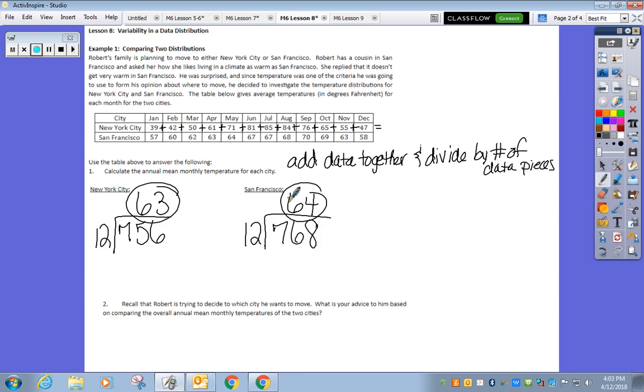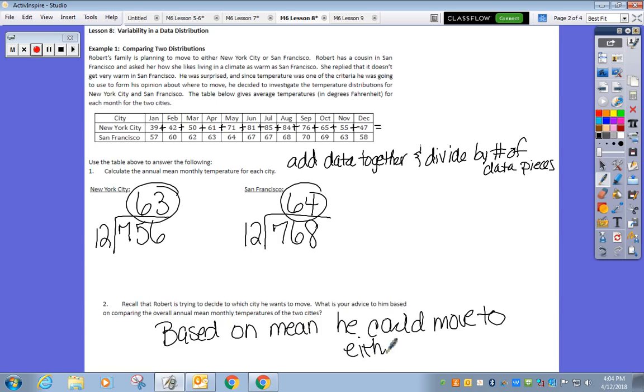So in number 2, it says, recall that Robert is trying to decide to which city he wants to move. What is your advice to him based on comparing the overall annual mean monthly temperatures of these two cities? So if we're just specifically looking at the mean, there really is no difference between these two temperatures. So based on the mean, he could move to either. Okay, so the mean temperature doesn't really give us a good indication of temperatures.